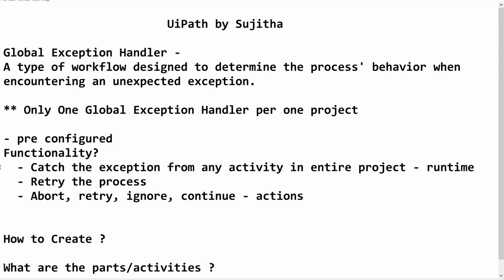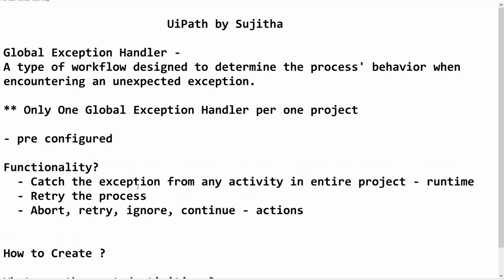Actions. So what is the functionality? It is going to catch the exception from any activity in the entire project during the runtime of the process. And then it is retrying the process for a fixed number of times, so we can change this accordingly. Then it will enable us to select abort or retry, ignore or continue the actions automatically.